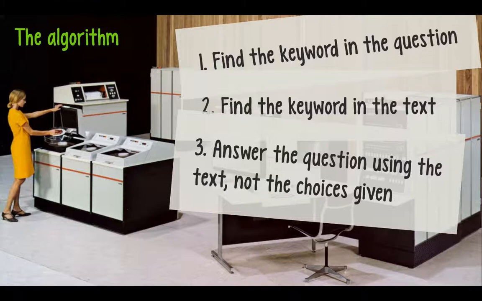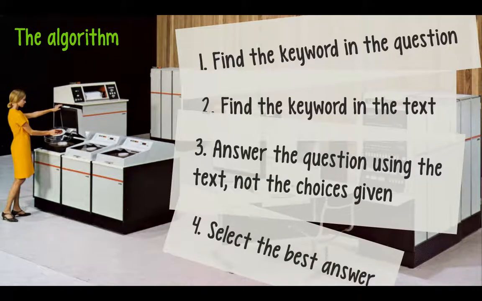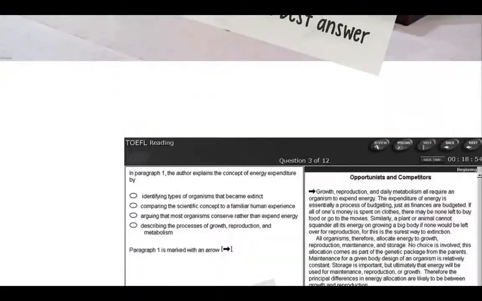Because if you look, you'll be kind of confused by the answers that they give you because they all sound pretty good. So the final thing that you do is you relate the answer that you got from the text and try to match it as best you can to the 4 options that they give you. All right, let's take a look at an example.